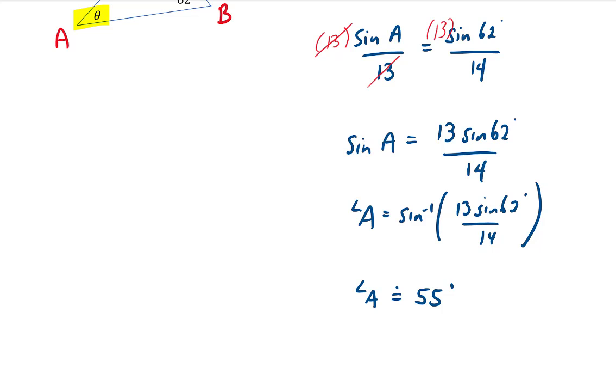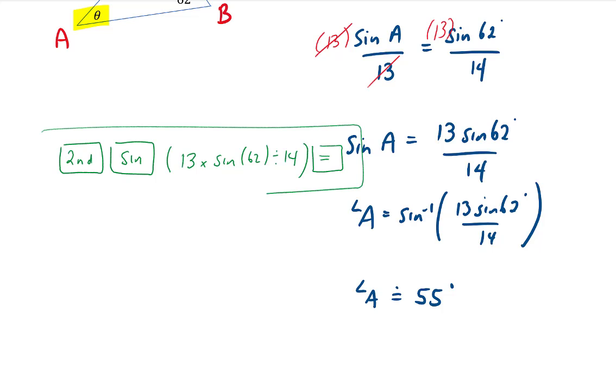So just as a reminder, on my calculator, I had to hit the second button first, and then I had to hit the sine button to get that sine minus 1. Mine automatically had a bracket to start, and then I typed in 13 times sine, and then I had a bracket here of 62, closed off that bracket, divided by 14, and closed off the last bracket, and then hit equals or enter. And this is what I typed in order to get this answer.